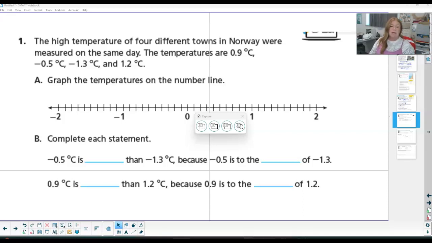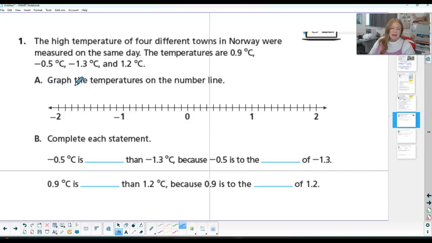For our 2.2 practice and homework, it has us do the odd problems. That's what we're going to go over in this video here. So first off, number 1 says the high temperatures of 4 different towns in Norway were measured on the same day. They were 9/10, -5/10, -1 3/10, and 1 2/10.